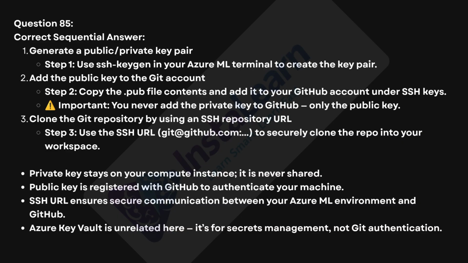Clone the Git repository by using an SSH repository URL. Step 3. Use the SSH URL, git@github.com, to securely clone the repo into your workspace. The private key stays on your compute instance, it is never shared. The public key is registered with GitHub to authenticate your machine. The SSH URL ensures secure communication between your Azure ML environment and GitHub. Azure Key Vault is unrelated here, it's for secrets management, not Git authentication.